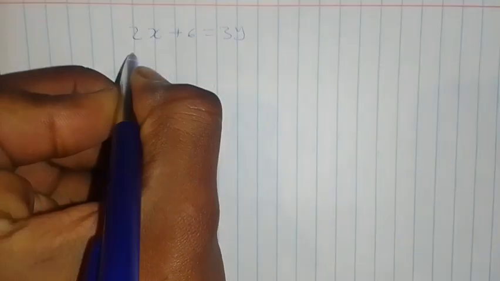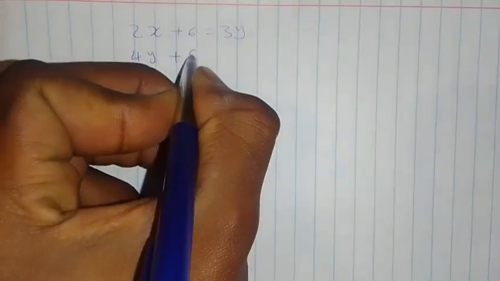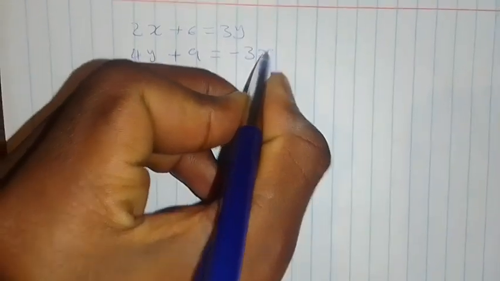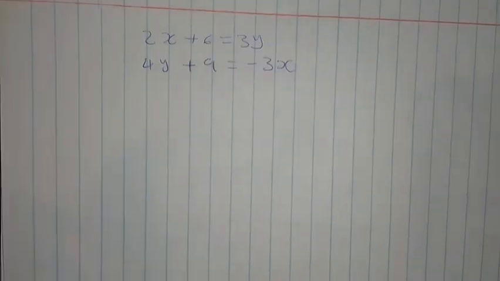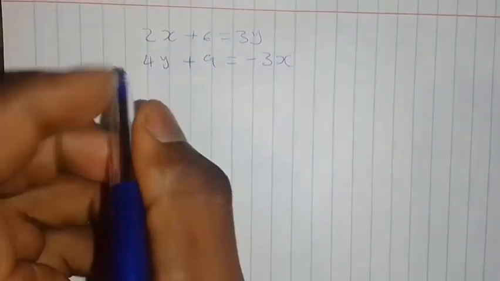Now in this video I'm just gonna show you how you can solve linear simultaneous equations using determinants. Suppose we have an equation 2x plus 6 equals 3y and 4y plus 9 equals minus 3x, and you want to solve for x and y here using determinants.